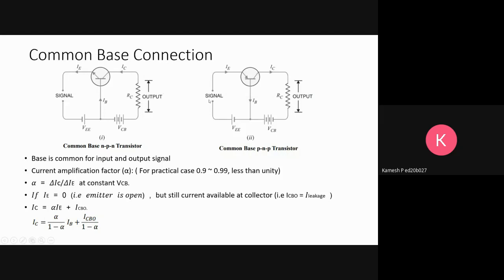If IE is equal to 0, the emitter is open, but still current is available in the form of IC, that is ICBO, the leakage current at the base and collector junction. You can see that IC is equal to alpha IE plus ICBO. ICBO is generally negligible and very small in amount. So IC is equal to alpha by 1 minus alpha IB plus ICBO by 1 minus alpha.